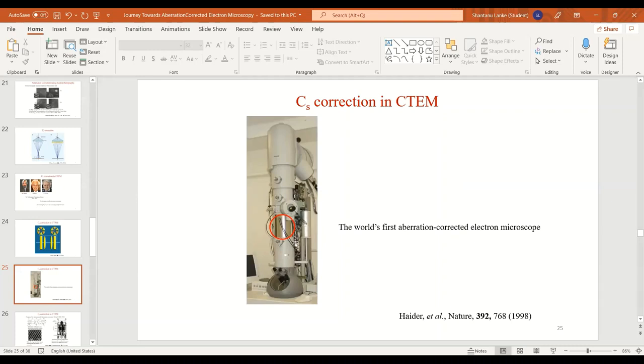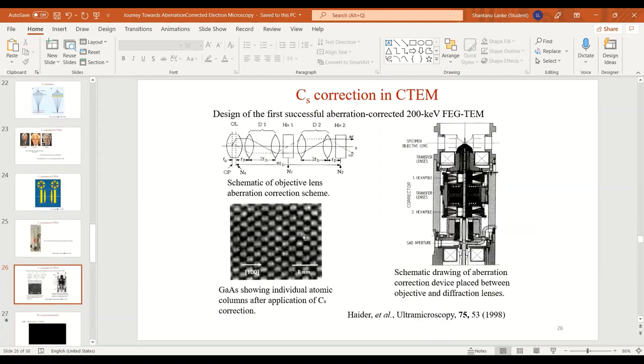In 1998, this microscope was a Philips CM200, a 200 kilo electron volt microscope. Here you can see the circled component. It's the image corrector made up of a double hexapole lens system. And even if it sounds simple in theory, in reality it's actually difficult. The beam path is really complicated. Here you have the objective lens, here the transfer doublet, here the first hexapole and the second hexapole.